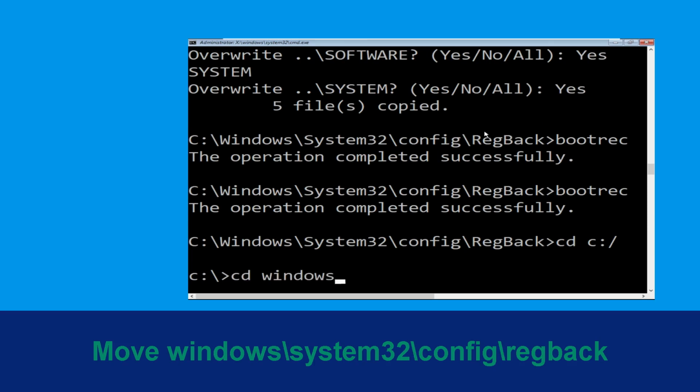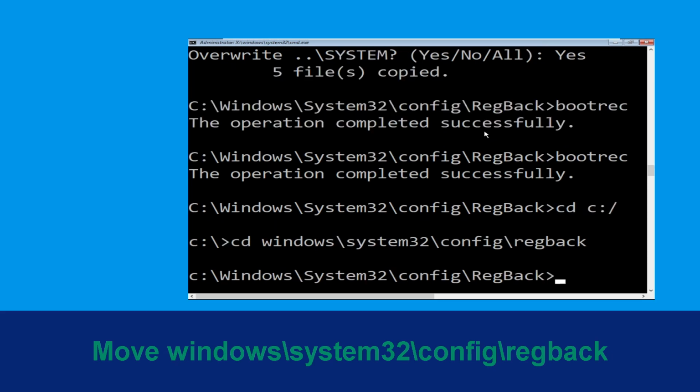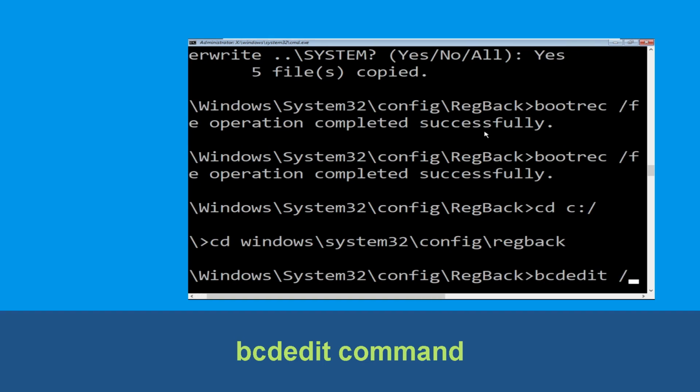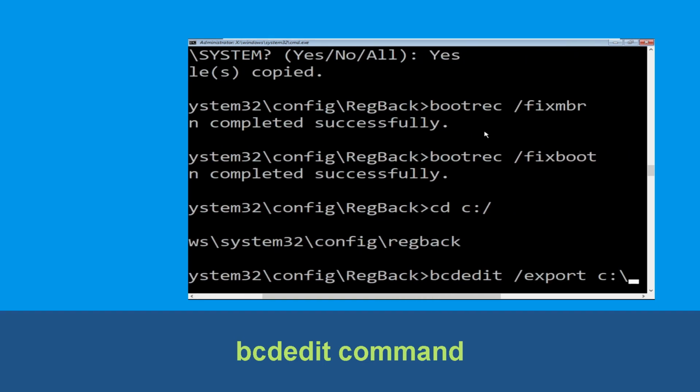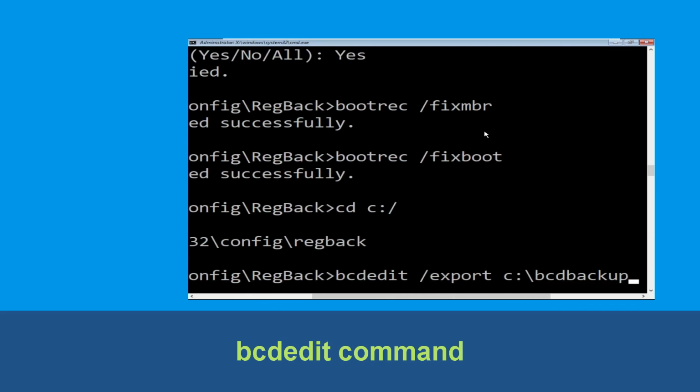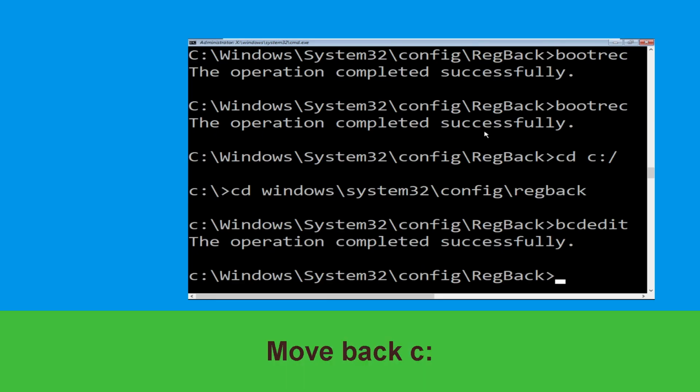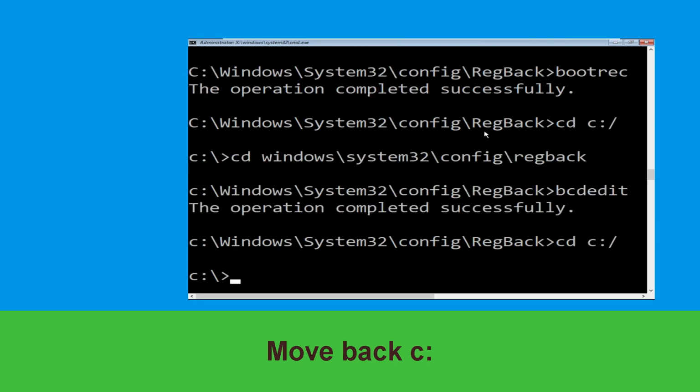Let's execute this command. Type cd windows\system32\config\regback, then simply we need to hit enter to execute this command. Now type this command bcdedit /export c:\bcdbackup, then hit enter. Now execute this command. Type cd c:\ and hit enter.